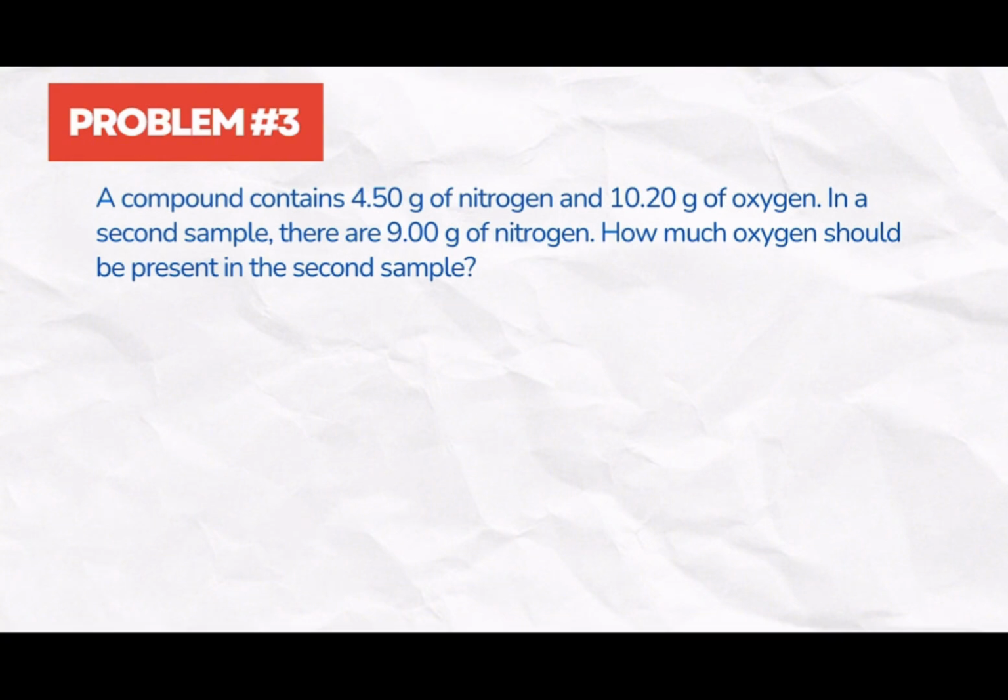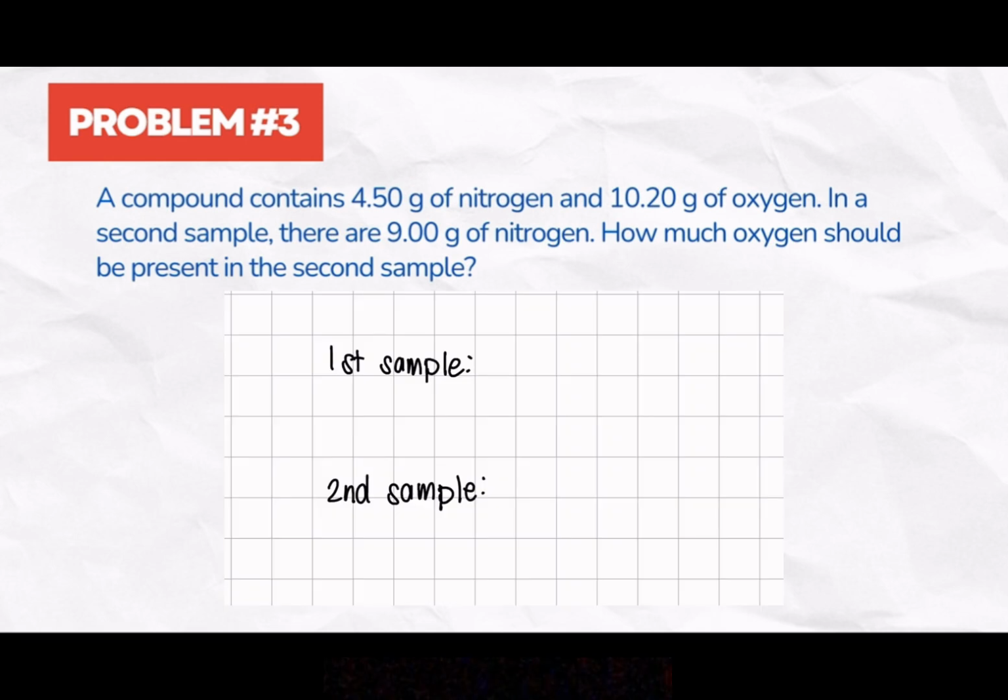Let's read it together. A compound contains 4.5 grams of nitrogen and 10.20 grams of oxygen. In a second sample, there are 9.00 grams of nitrogen. How much oxygen should be present in the second sample? In the first statement of the problem, it says here that sample 1 contains 4.50 grams of nitrogen and 10.20 grams of oxygen. So this implies na ang ratio of nitrogen to oxygen is 4.5 grams is to 10.20 grams oxygen.